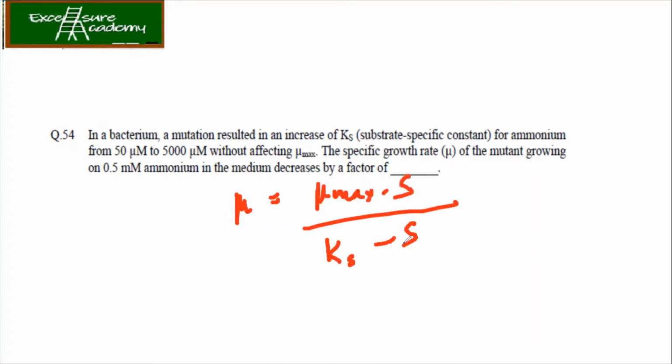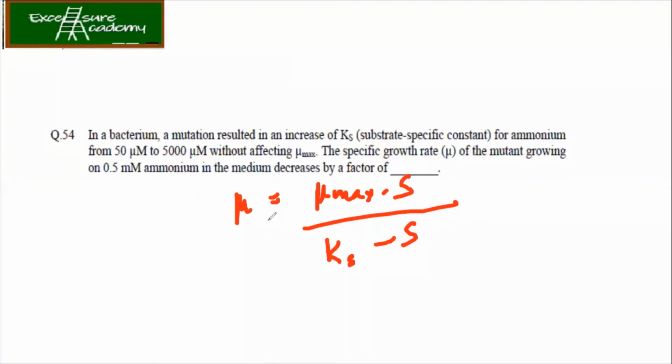In a bacterium, a mutation resulted in an increase of the substrate-specific constant for ammonium from 50 micromolar to 5,000 micromolar without affecting its mu max. The specific growth rate of the mutant growing on 0.5 millimolar ammonium in the medium decreases by a factor of dash. Now, how are we going to do this? The specific growth rate formula is given as mu is equal to mu max by Ks minus S. Okay.